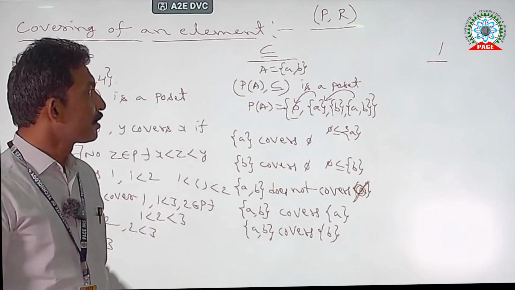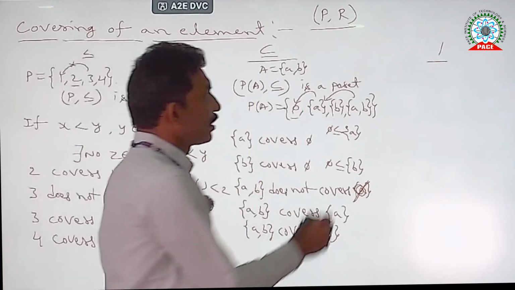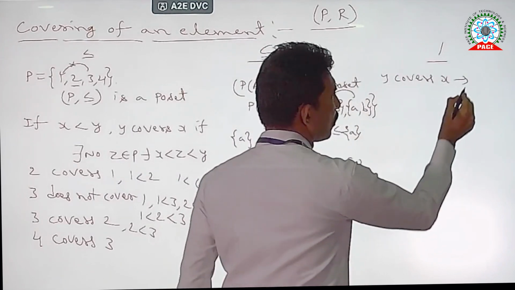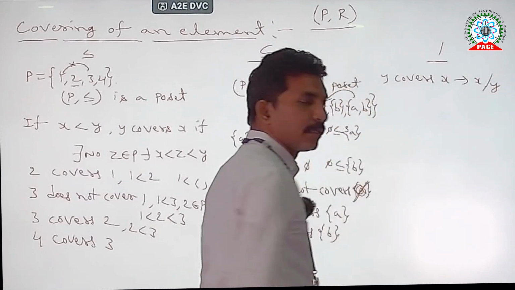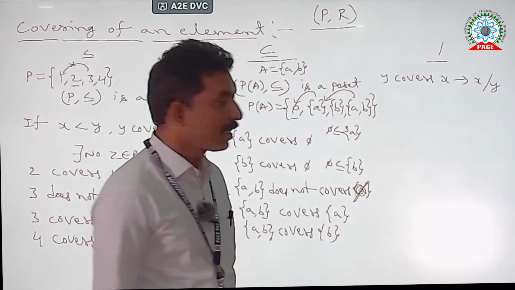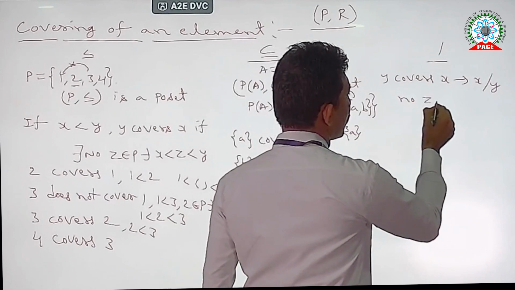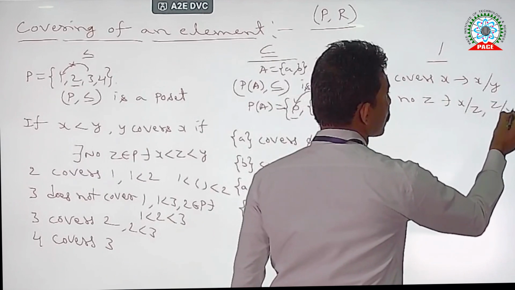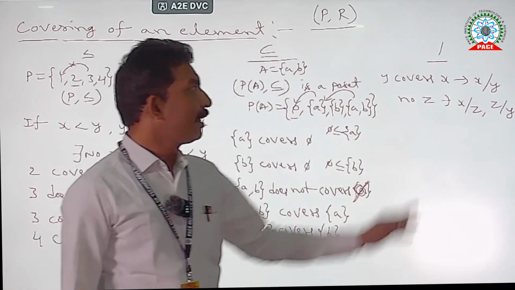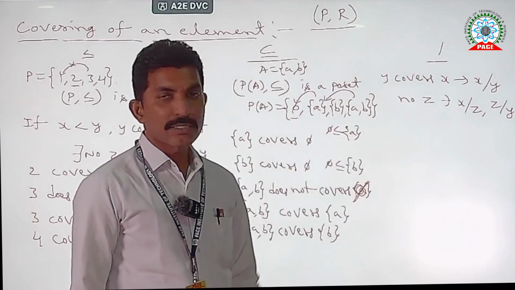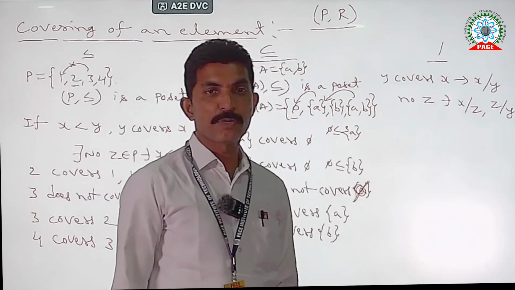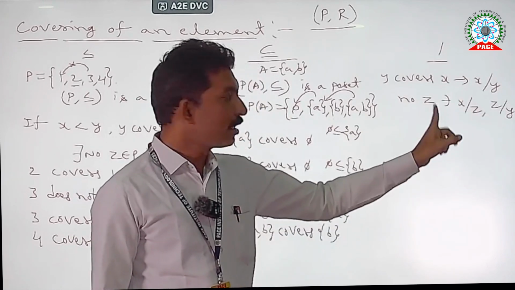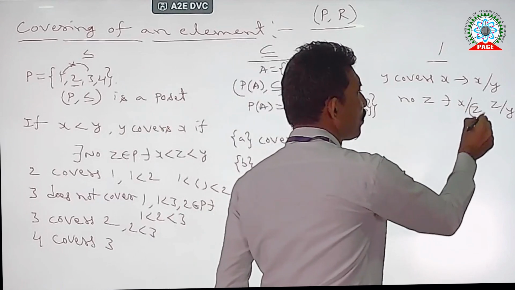Now divides. Y covers X means the first condition is X divides Y, and there is no Z such that X divides Z and Z divides Y. So in the divides relation, Y covers X means X divides Y, the first point, and there is no Z such that X divides Z and Z divides Y. So there is no such Z here. Then only Y covers X.